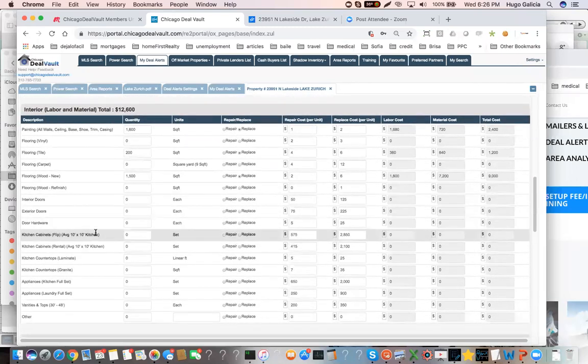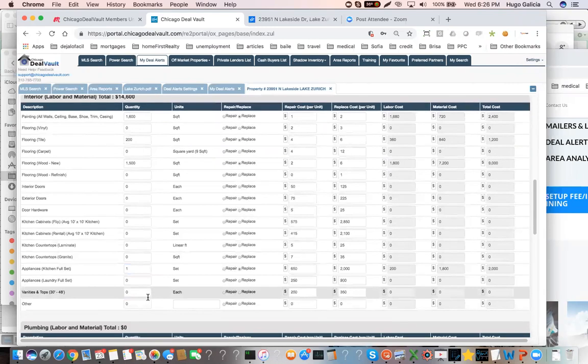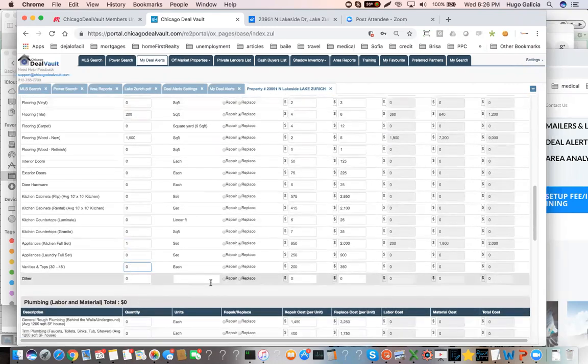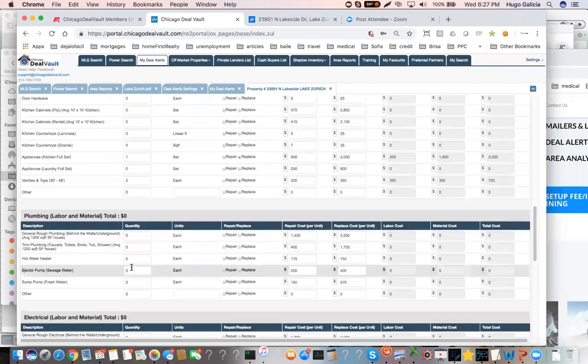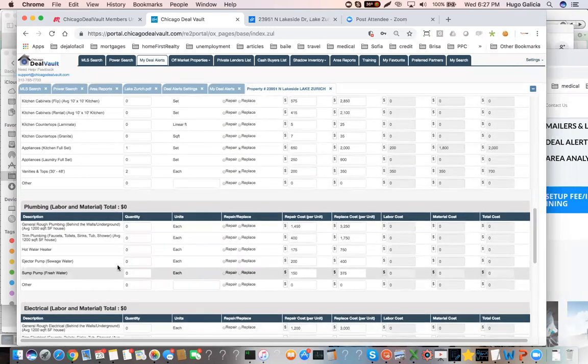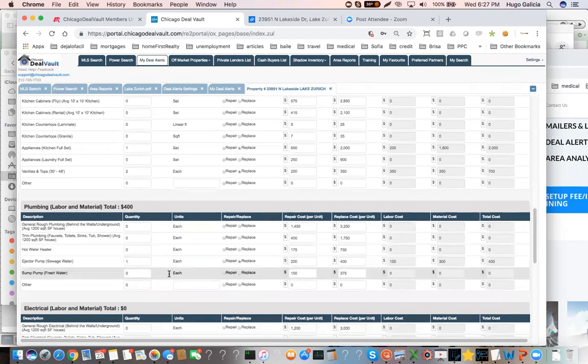And then we didn't do any doors or kitchen cabinets. The only thing that we did is appliances, so we changed the appliances. All you need to do is put one set, and then we did two vanities for the bathroom. So I'm going to put two for the bathroom and then replace. And now we go down to the plumbing. In the plumbing, we knew that we had to fix the sump pump, so I'm going to put number 1 for the sump pump.